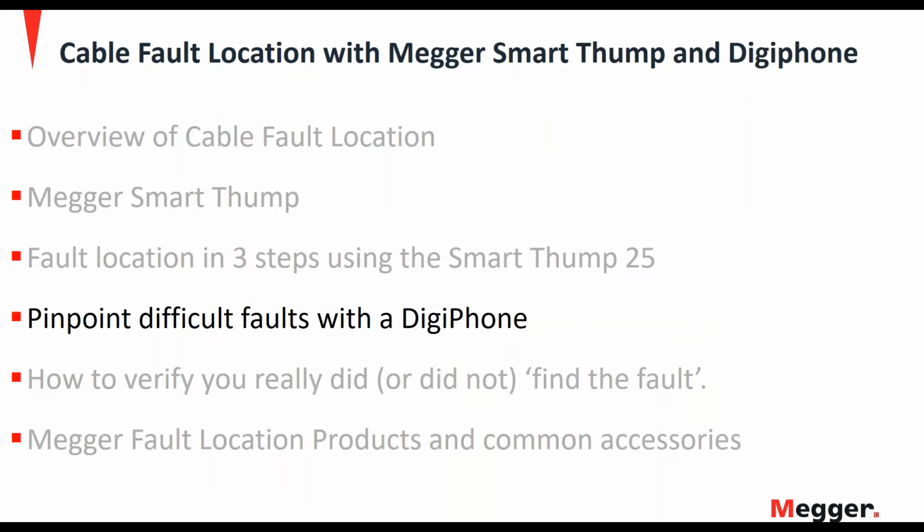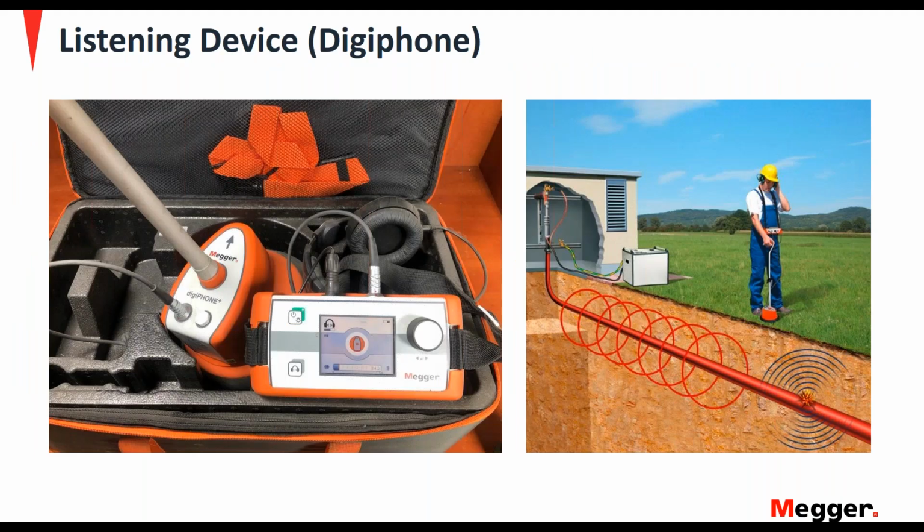Okay, so moving on, let's talk about pinpointing difficult faults with the digiphone. So once the thumper's thumping, generally we just walk out the distance that the radar gave us, and we pinpoint the fault by sound and feel. Usually if we're close to it, we can just walk right to it and we can hear it and feel it thumping in the ground. But that's not always the case.